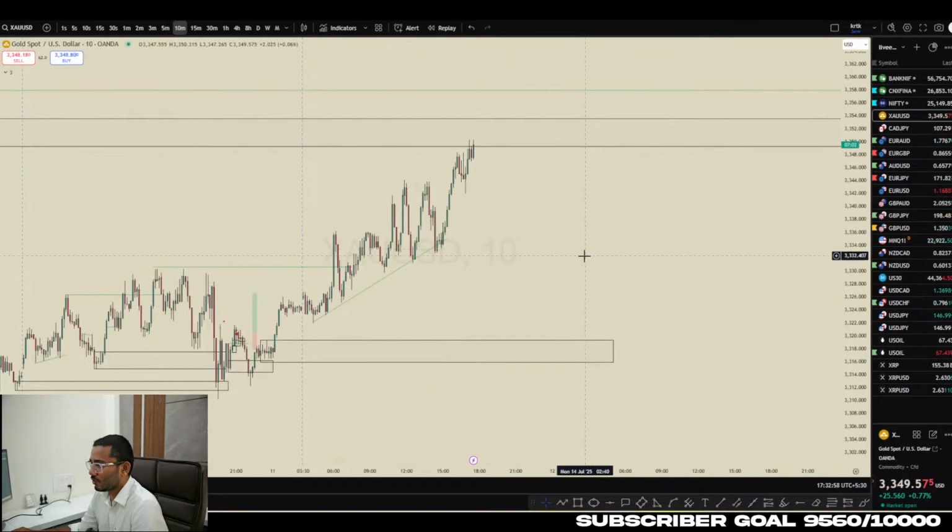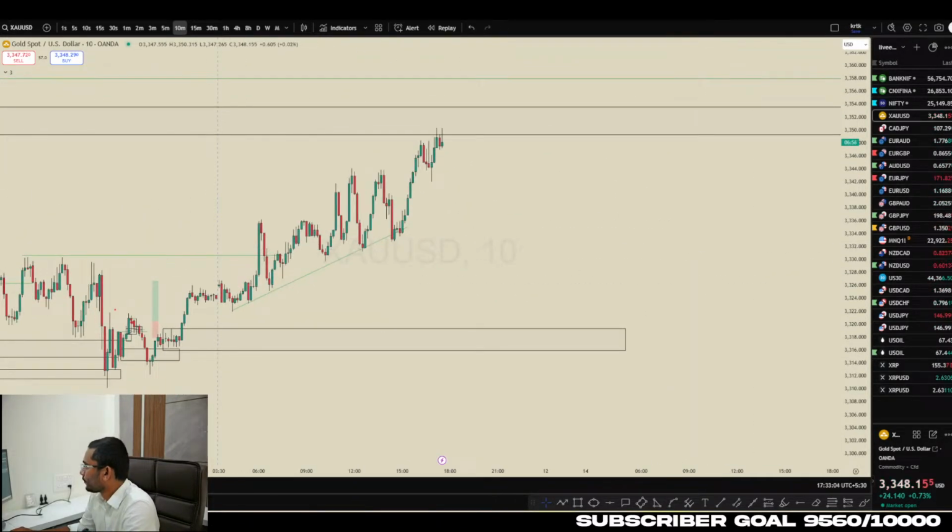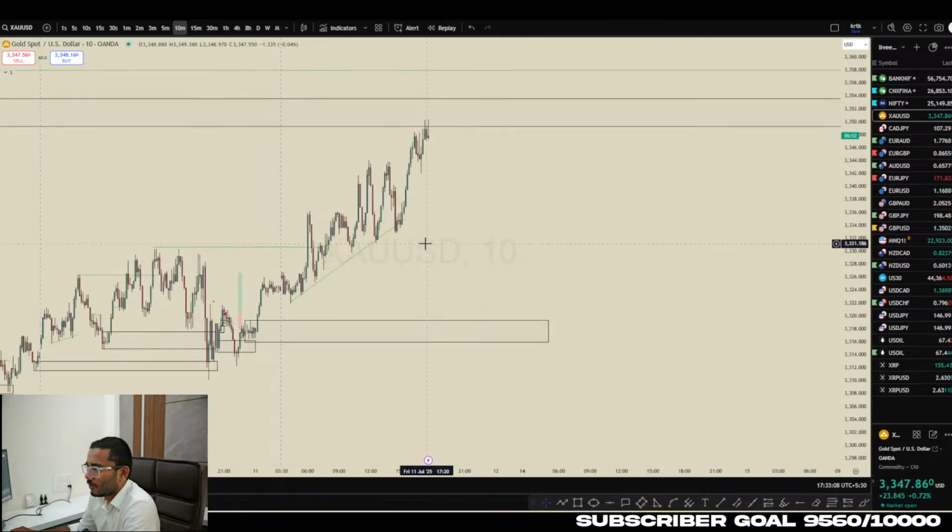So right now on gold, we can see there's this order block. Price broke the structure to the downside. Now we have this zone where I'm looking for a change of pattern.